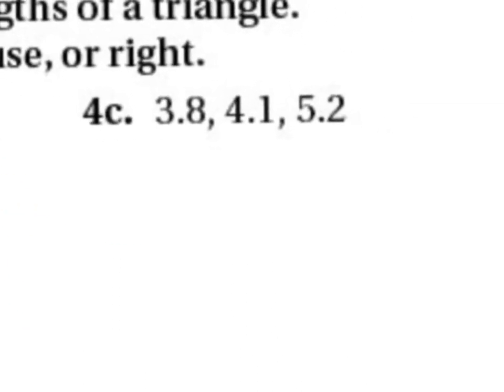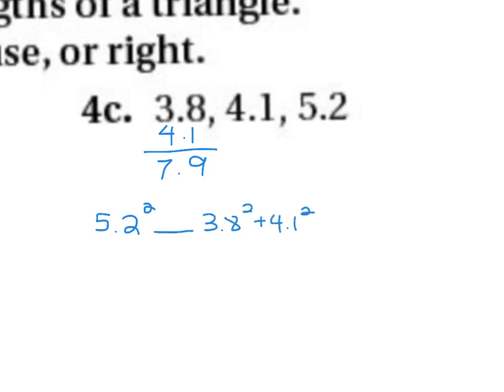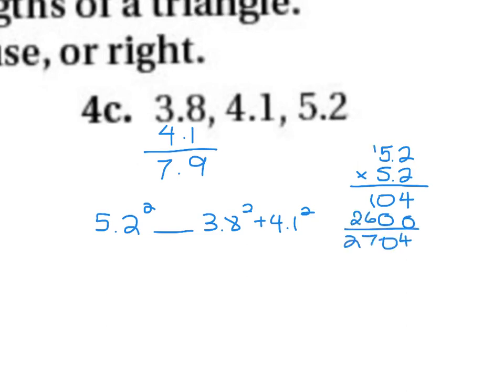For C, 3.8, 4.1, and 5.2. So 3.8 plus 4.1 is 7.9. That's bigger than 5.2. I'm trying to figure out what relationship 5.2 squared would have to 3.8 squared plus 4.1 squared. So let's do 5.2 times 5.2. Multiply it, ignoring the decimals at first. So add the 0, 26. And then because there's 2 digits behind the decimals, I move so that there's 2 digits behind the decimals. So this would be 27.04.